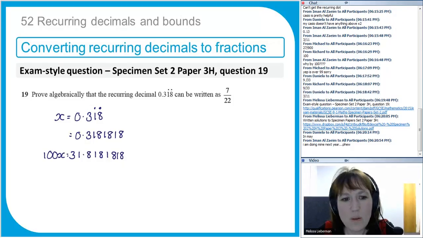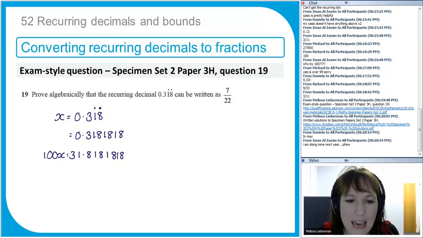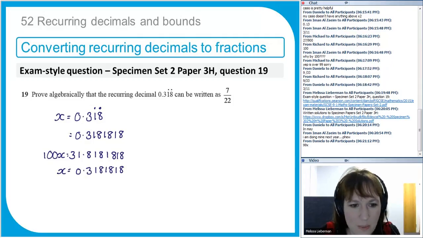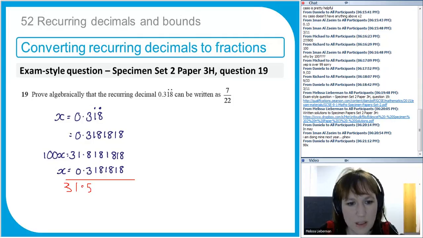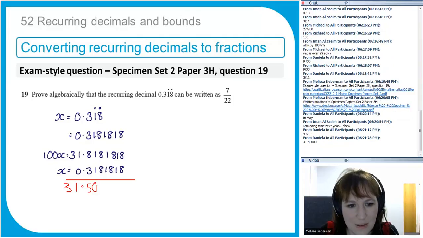And then we want to subtract. So we've got 100x. We're going to take away x. Just write it underneath if it helps, and take them away. So if I was subtracting these, 3 take away 0 is 3. 18 take away 3 is 15. 1 take away 1 is 0. 8 take away 8 is 0. 1 take away 1 is 0. And so those zeros go on forever. So we've just got 31.5.